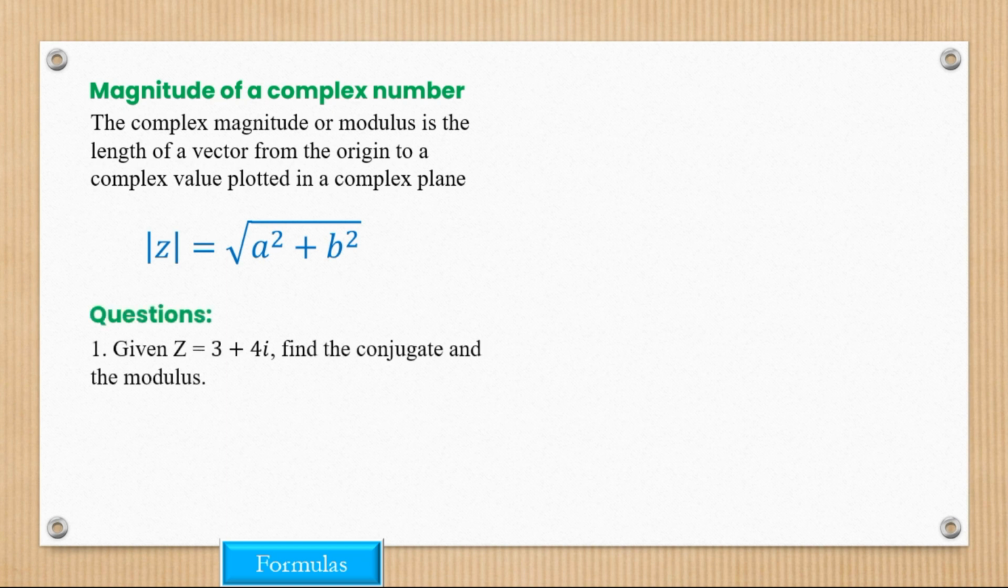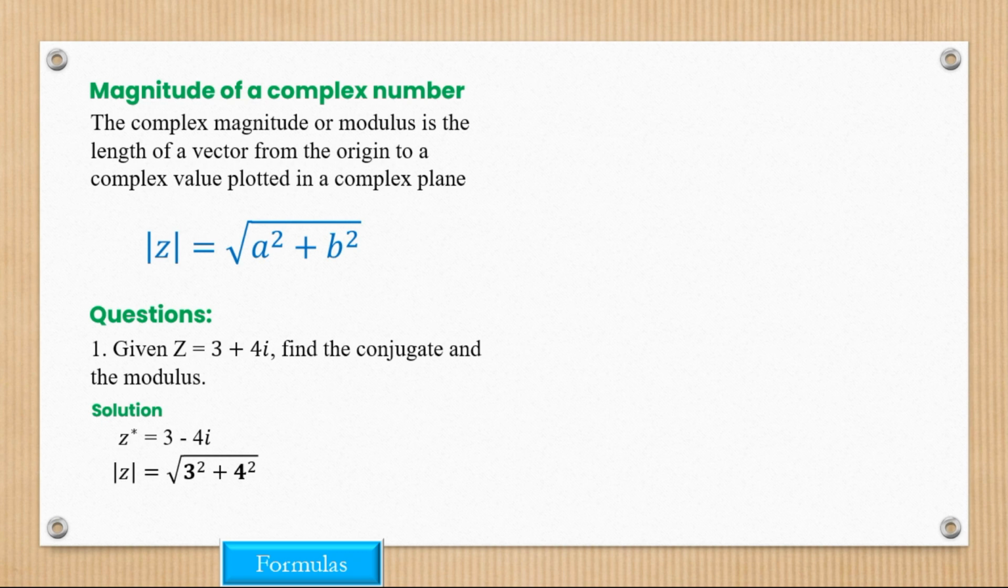So questions. Let's look at this example. Given z is equal to 3 plus 4i, find the conjugate and the modulus. So this is an example of a complex number. So remember, when finding the complex conjugate, we change the sign in front of the imaginary. So z star, which is a complex conjugate, is now 3 minus 4i. Hence we found the complex conjugate.